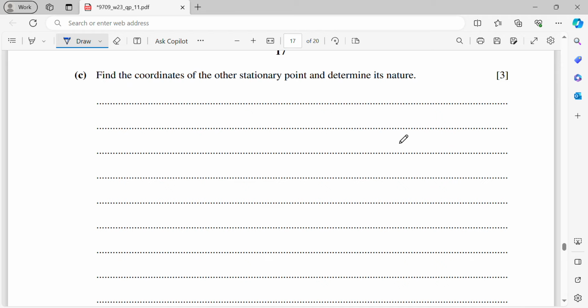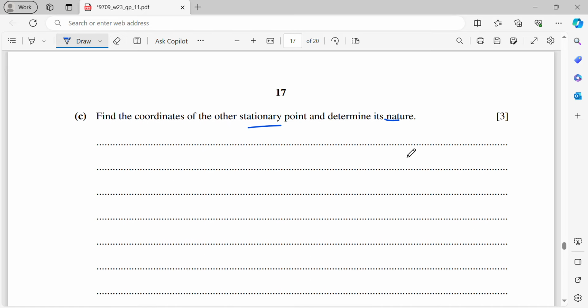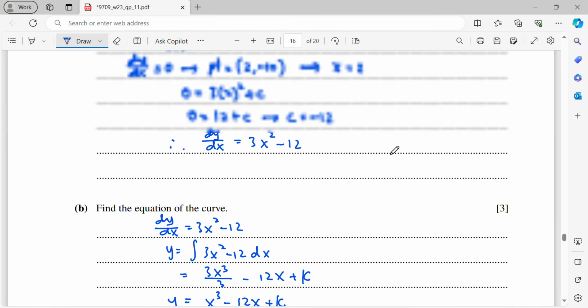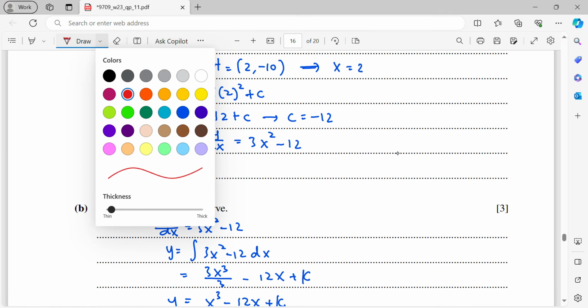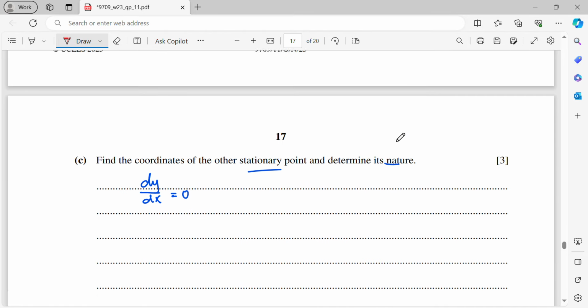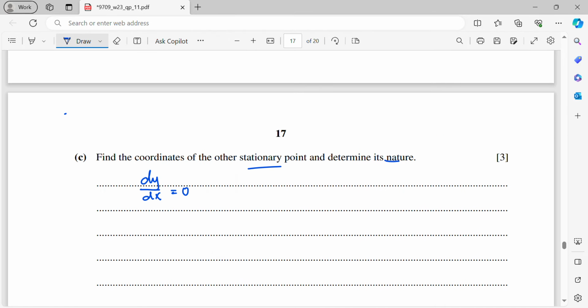Now C, find the coordinates of the other stationary point and determine its nature. The other stationary point means that you will get another x when dy/dx is 0. So let's look at the dy/dx. dy/dx is 3x² - 12. From here, I get 3x² - 12 equals 0. That means 3x² equals 12. Hence, x² is 4. Therefore, your x will be plus or minus 2.